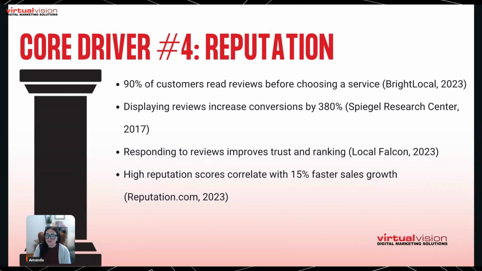And it hits on the fact there are 3 things that I say Google cares about the most. Number 1, are you who you say you are? Number 2, do you do what you say you do? And number 3, do people actually like you? High reputation scores correlate with 15% faster sales growth. 15%, you guys, that's a big deal. So it's important that we are looking at our reputation and our reviews as core drivers.